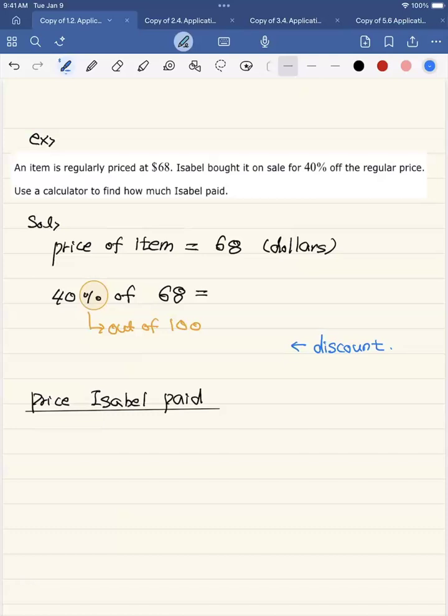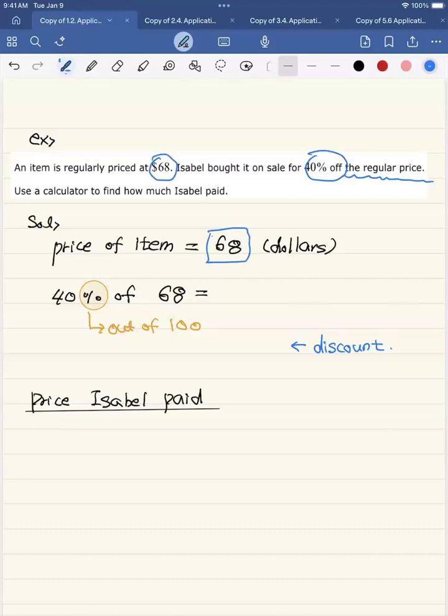In the next problem, we have an item regularly priced at $68. Isabel bought it on sale for 40% off the regular price. Use a calculator to find how much Isabel paid. The original price is $68.